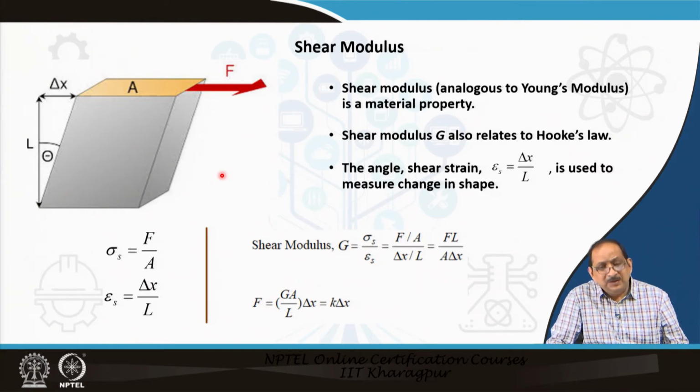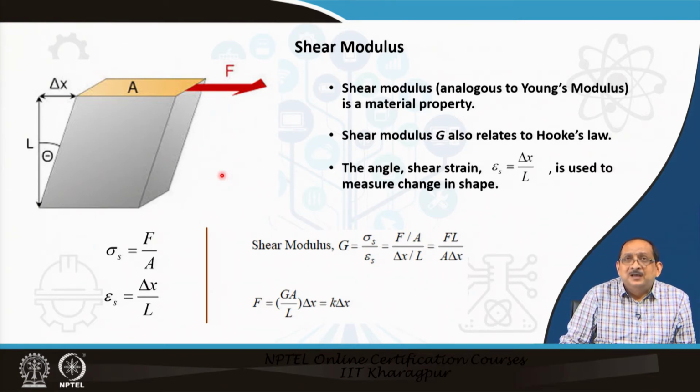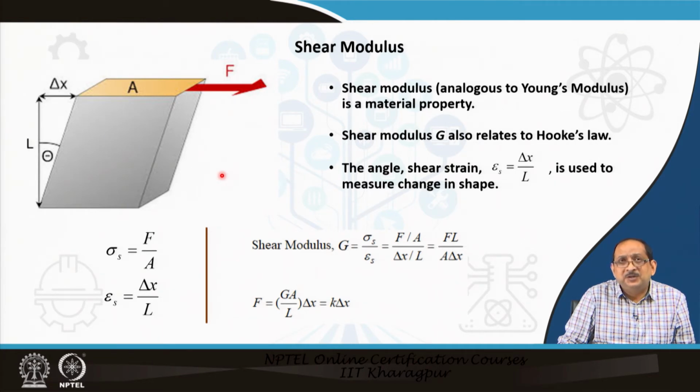The shear modulus is another modulus which is analogous to the Young's modulus, and it is a very important material property. The shear modulus also relates to Hooke's law. The angle, which is known as the shear strain, is used to measure change in shape. So, the shear modulus can be related to Hooke's law, and the shear stresses and shearing strain are indicated here in the slide.